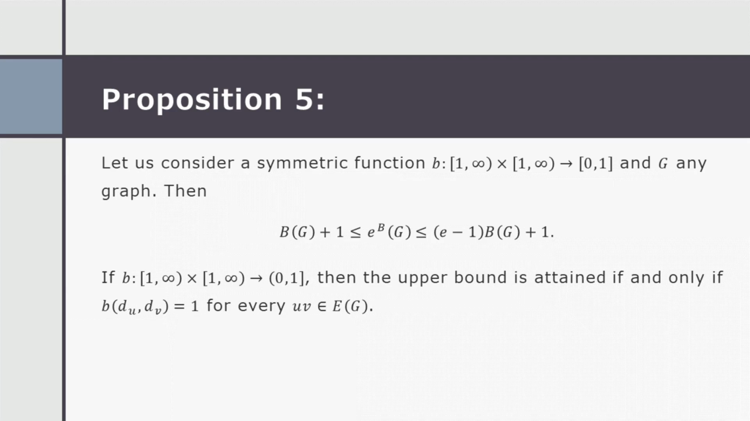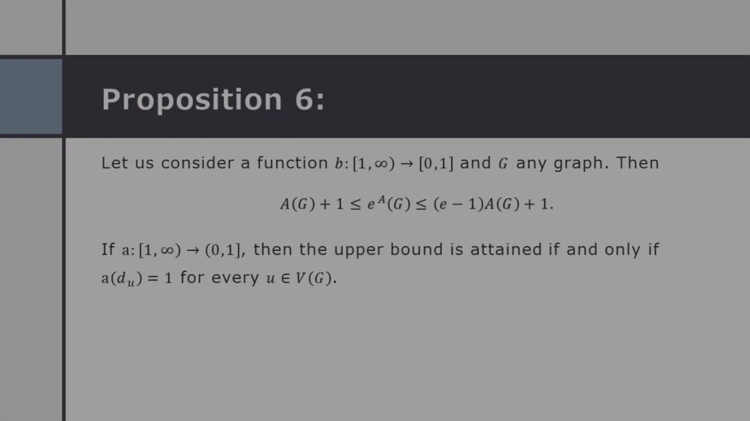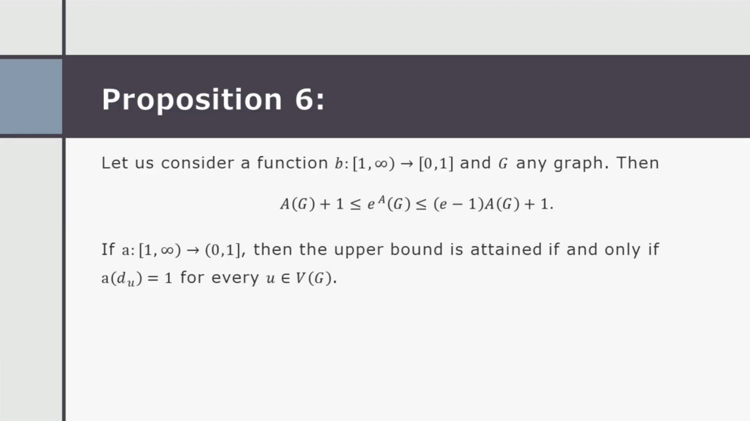For the proof of this result, we use the convexity of the exponential function and obtain the following inequalities for x between 0 and 1. Then we substitute the function b evaluated at the extreme vertices of an edge of G in this expression. We sum for each edge of G, and thus obtain the desired result. With arguments similar to these, we can prove the following result. This is similar to the previous one for the case of the function of one variable.